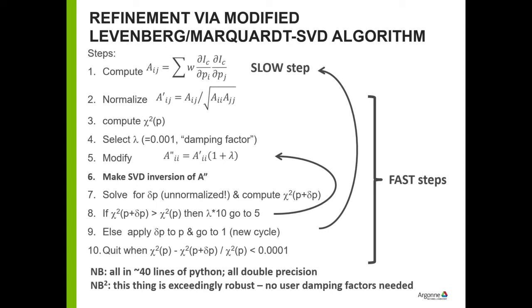So then when you finally get to a point where the change in the chi-squared is small, say 1 part in 10,000 or something like that, you then quit and you're done. This whole thing is in about 40 lines of Python. And it's really robust. You don't have to have individual damping factors like with the old Rietveld programs. Full prof has them and things like that. So it's completely unnecessary. Okay.